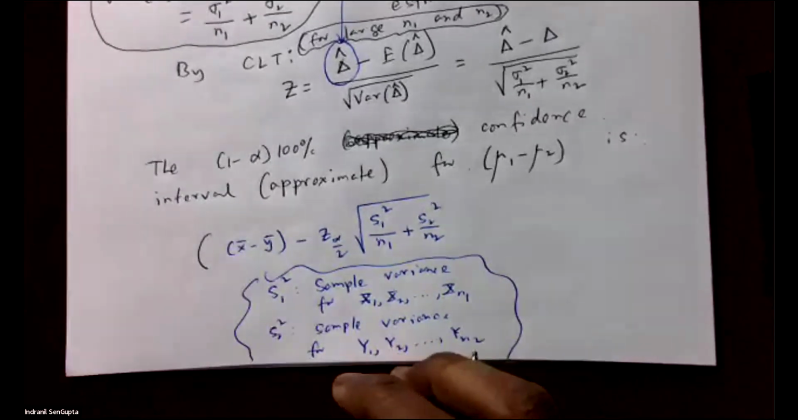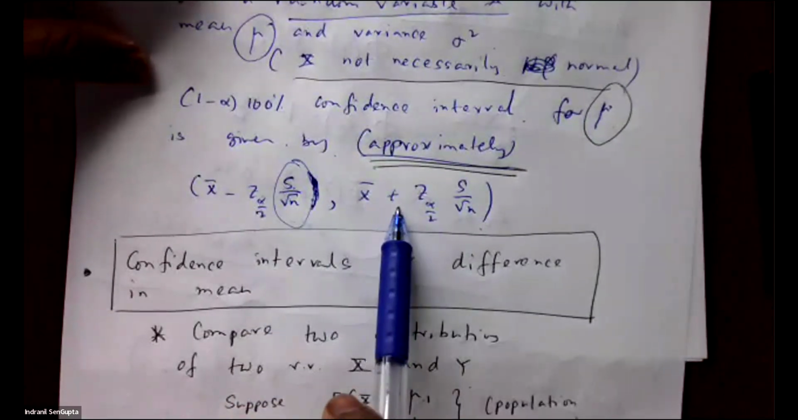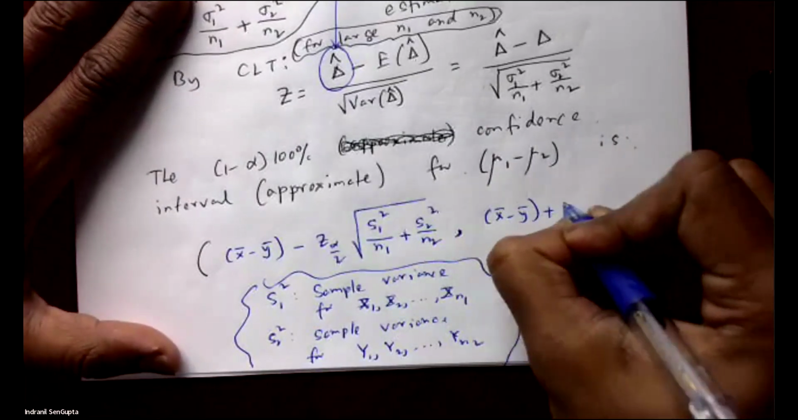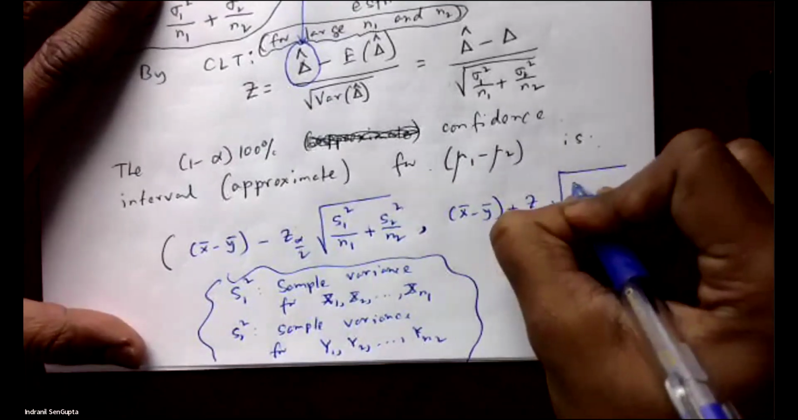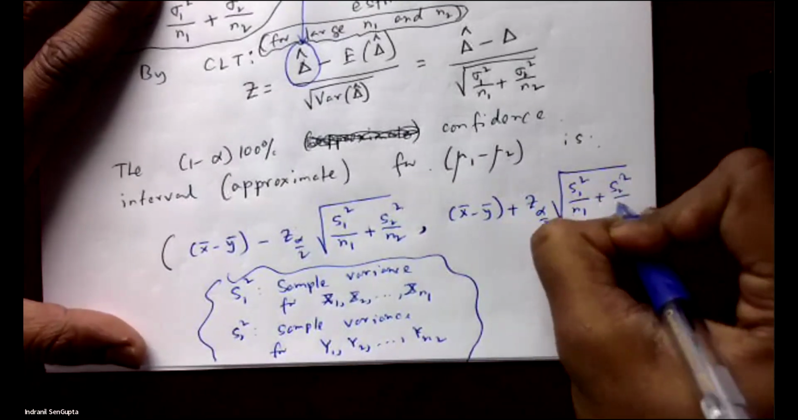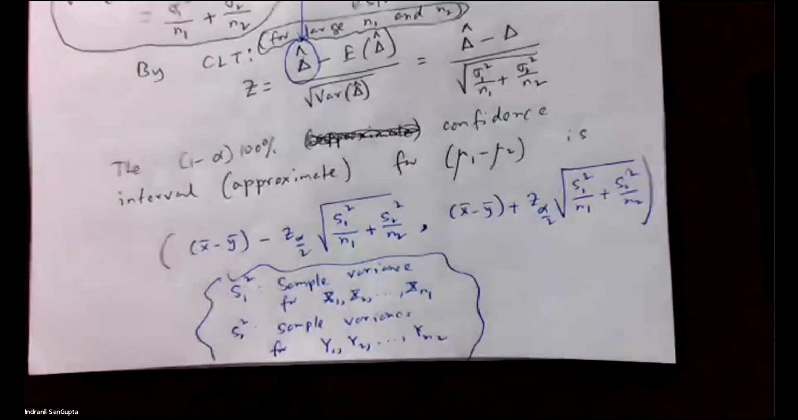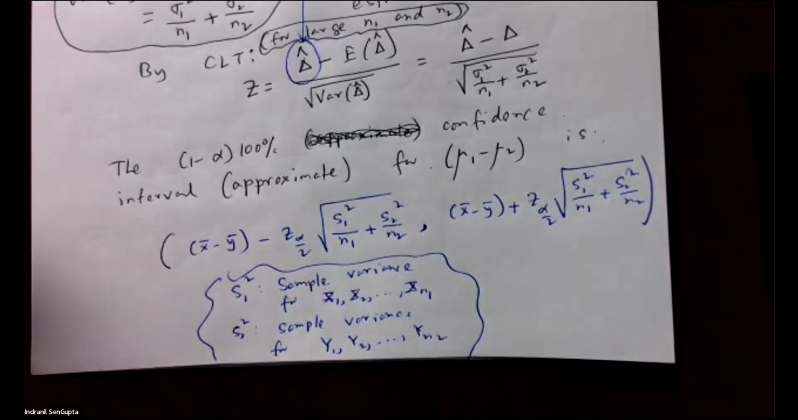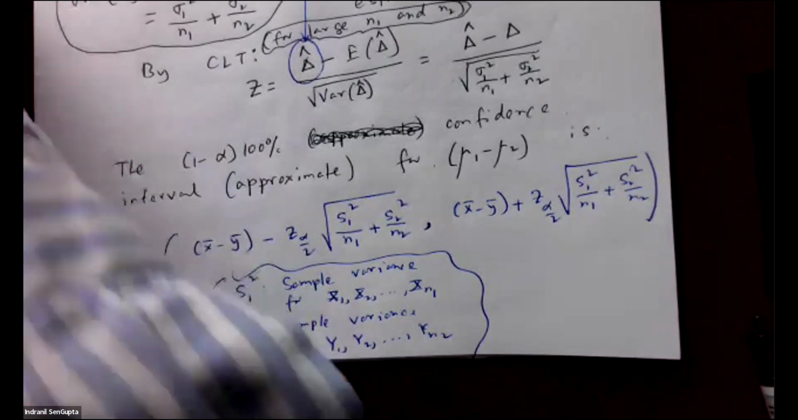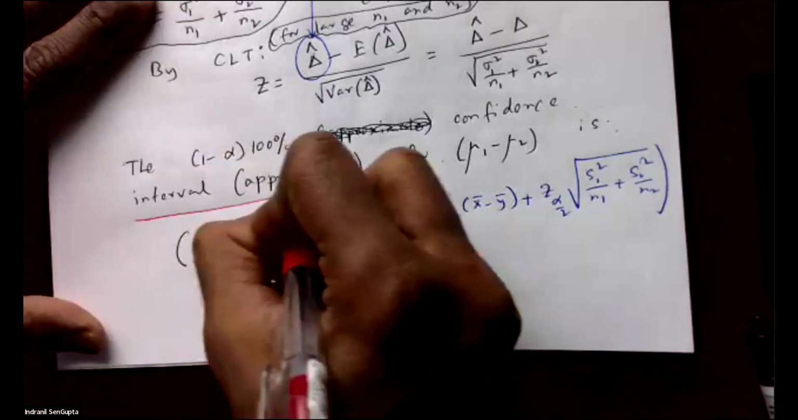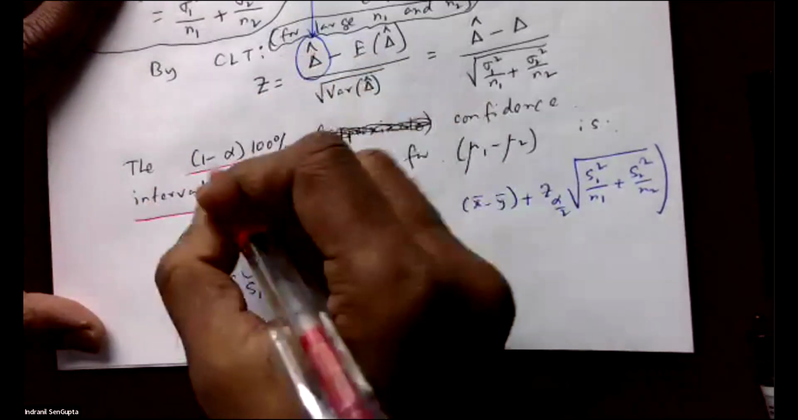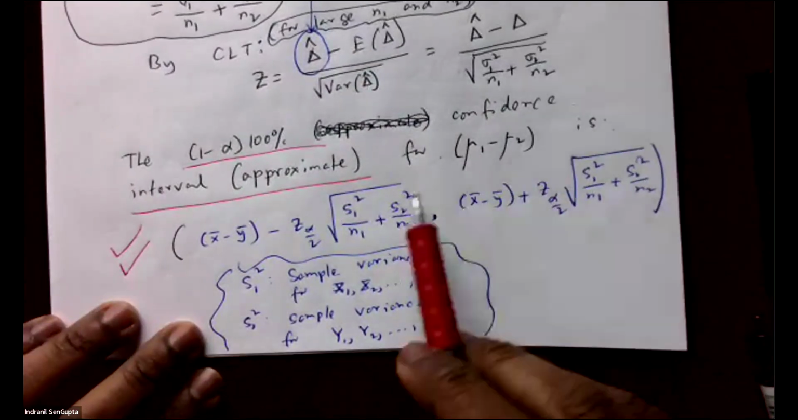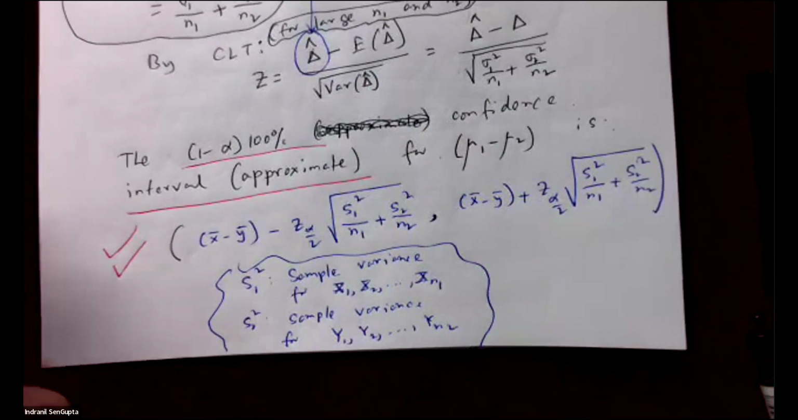So basically I wrote this one, and the other one will be just the same thing with a plus sign. It's going to be x bar minus y bar plus z of alpha over 2 times the square root of S1 squared over n1 plus S2 squared over n2. That's it. So this is the confidence interval. Two things. One is I wrote this is an approximate confidence interval of 1 minus alpha times 100%. And this is the interval we are talking about. So that means mu1 minus mu2 is bigger than this one and less than this one for a given sample.